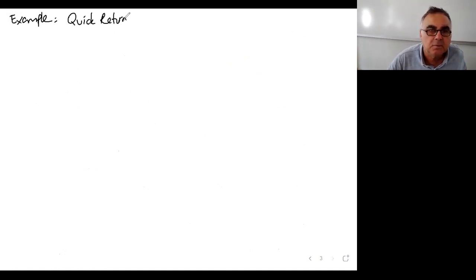So our example will be the quick return, the so-called quick return mechanism, which is something like this. Let me show it to you. Let me draw it here. This is fixed, this is another fixed point.